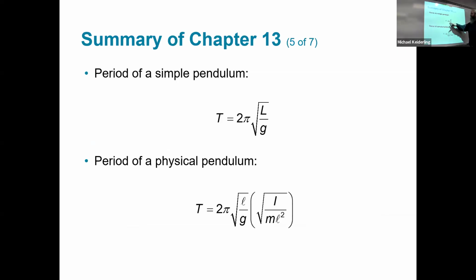2 pi times the square root of L over g, where L is the length of the pendulum and g is the acceleration of gravity. For a physical pendulum, something with some funky shape and not just a mass at the end of a string of negligible weight, the period is 2 pi times the square root of the moment of inertia over mass times g times the distance to the center of mass.